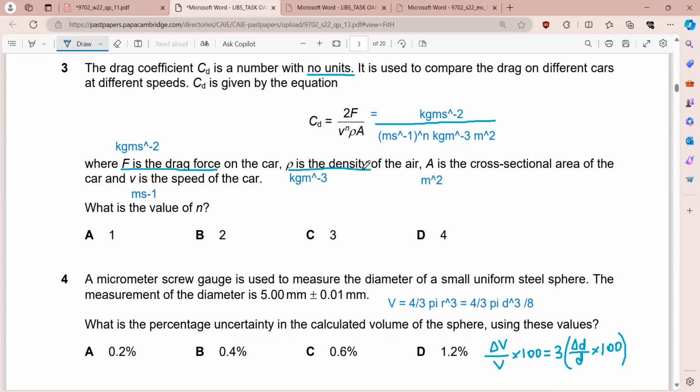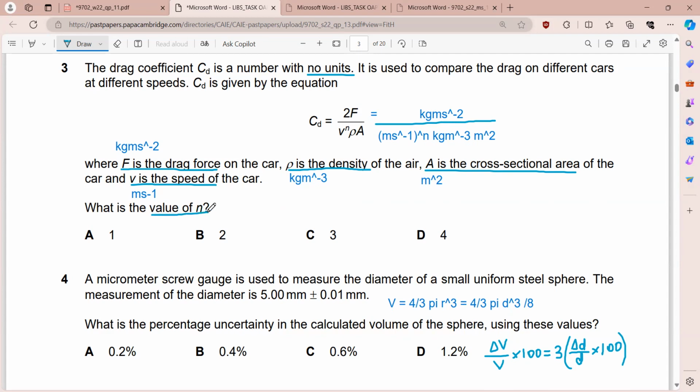Rho is the density. This letter is not P, it's actually denoted as rho. A is the cross-sectional area, and V is the speed of the car. So immediately, the question is asking for the value of N.